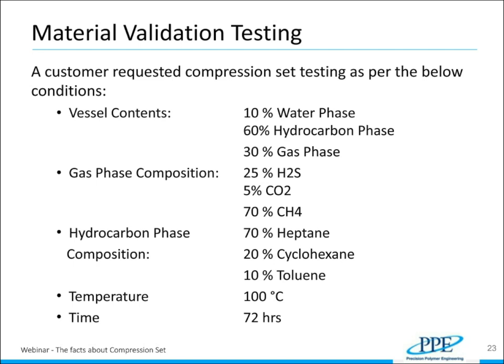So we placed the same design type of jigs, perhaps not the same metals, in a vessel that contained 10% water, 60% hydrocarbon phase, which consisted of heptane, cyclohexane, and toluene, and then a gas phase of methane, 25% H2S and CO2. So here we have what may on first glance appear to be a very aggressive cocktail of fluids containing aromatics, hydrogen sulfide, and CO2, and then these were heated to 100 degrees C for 72 hours.